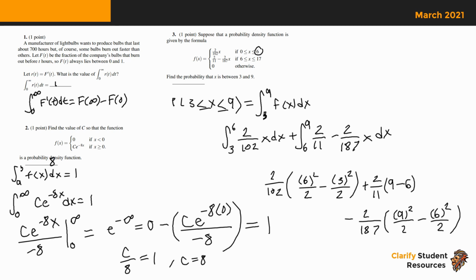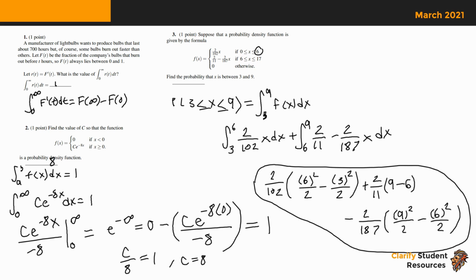And the answer for this, by the way, you can plug this all straight into WebWork, so there's no reason you need to simplify it. You're basically going to get 213 divided by 374.